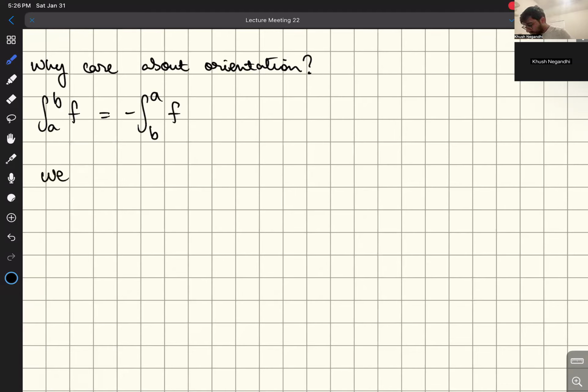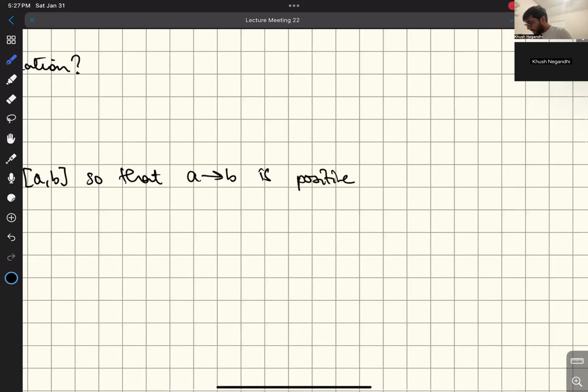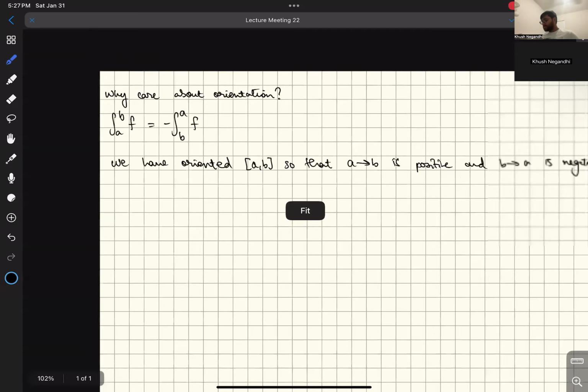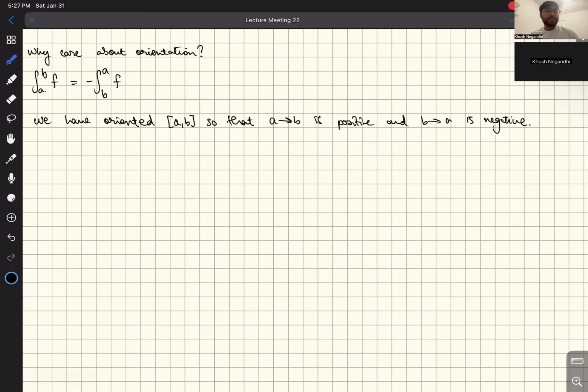And this sort of construction uses the fact that we've oriented the line. So we have oriented AB so that A to B is positive and B to A is negative. Now, we would have never gotten this sort of orientation with just the simple Lebesgue measure. And so, in order to keep bounds of integration and other things from vector calculus intact, we do need to talk about orientations. Okay, so what is an orientation?